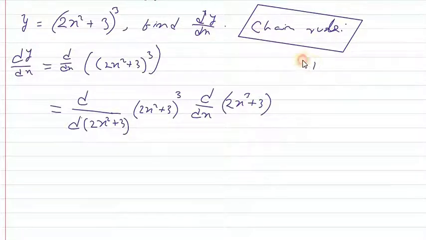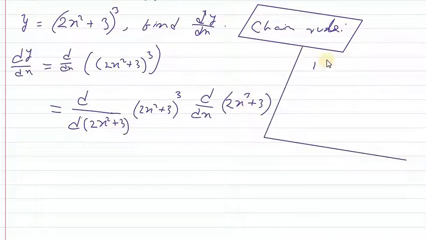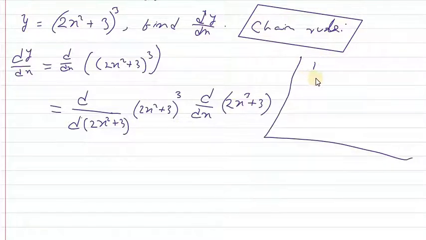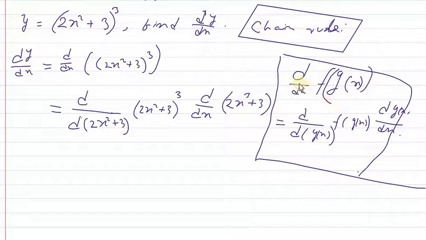So this is like, you had a formula like this. This is the formula, this is the chain rule: d by dx of f of g(x) is d by dg(x) of f(g(x)) times dg(x) by dx. Okay, this is the chain rule. You can review it from your class 12, or I think all of you know.